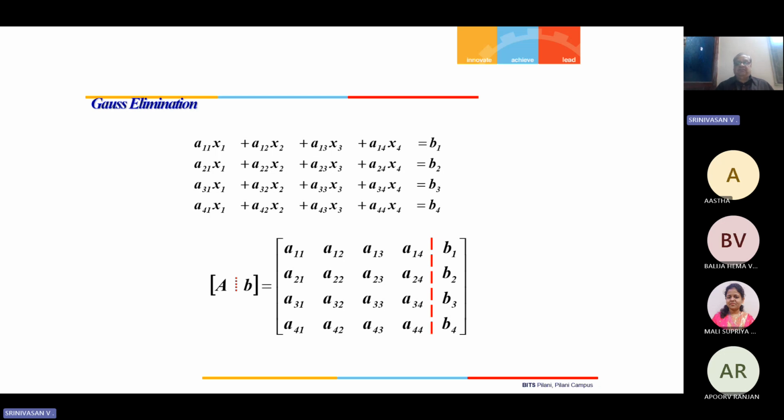So you have A, B looking like this, isn't it? That is, coefficients of x1, coefficients of x2, coefficients of x3, coefficients of x4. That's why it's called a matrix of coefficients or coefficient matrix. These are constants. So you have a dotted line just to make a demarcation, a separation between the coefficients of unknowns and the constants. Okay.